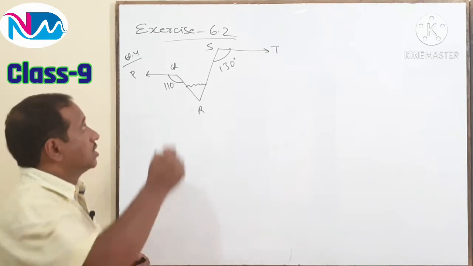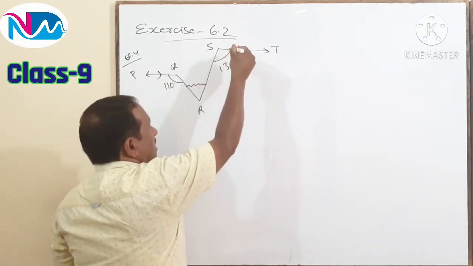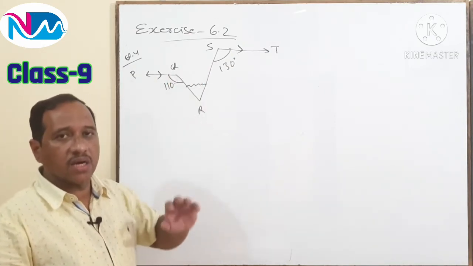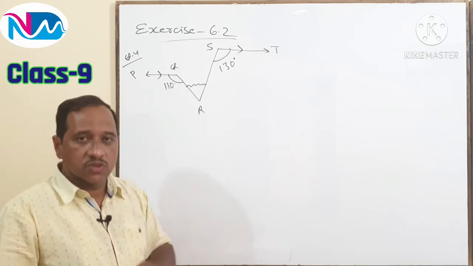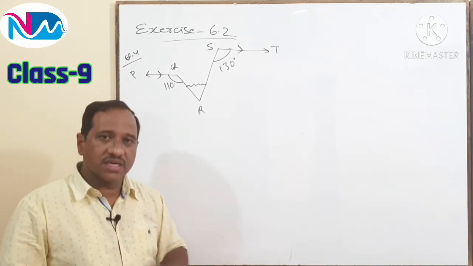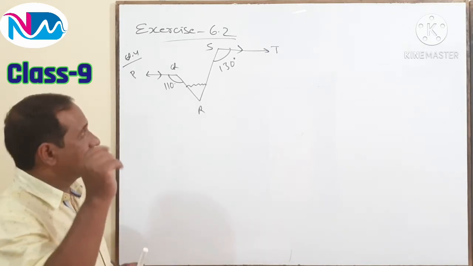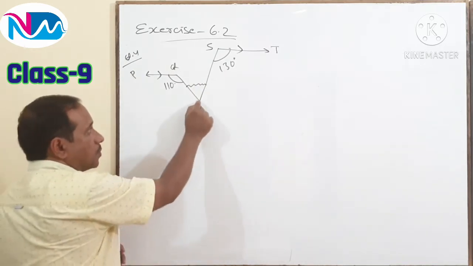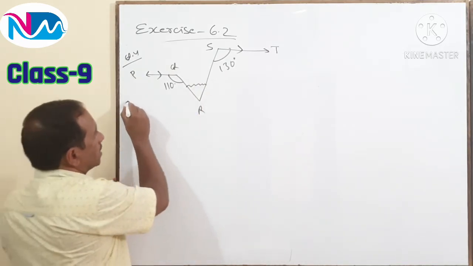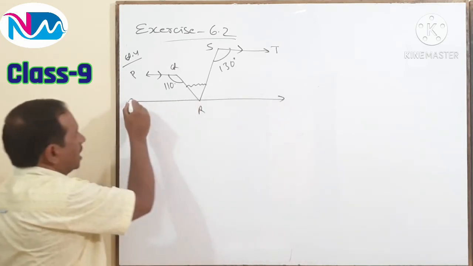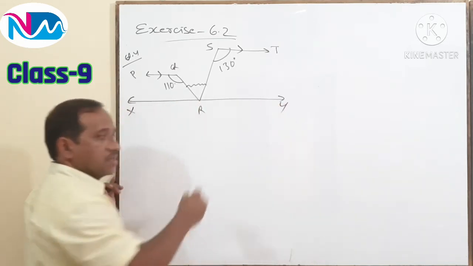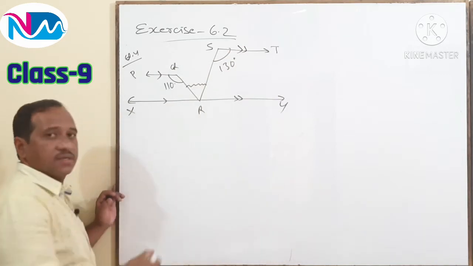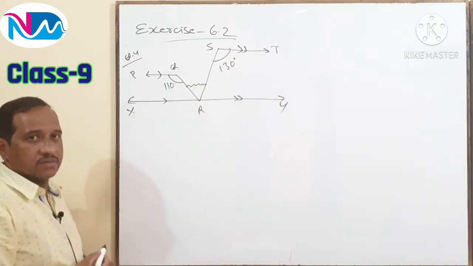It is given that PQ is parallel to ST. Even though PQ and ST are parallel to each other, they don't have a direct transversal. So here we need a construction. The construction is, we draw an extra line parallel to PQ and ST through the point R. So I draw a line, let it be XY, parallel to PQ as well as ST through the point R.